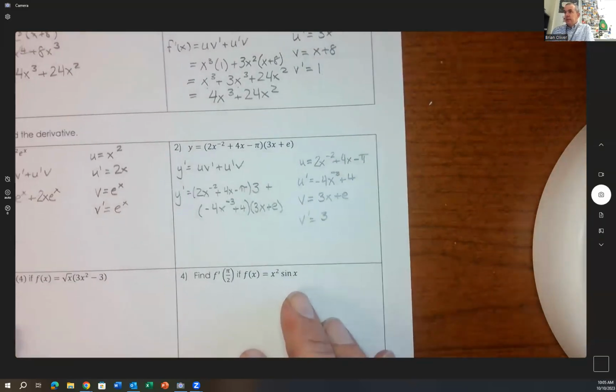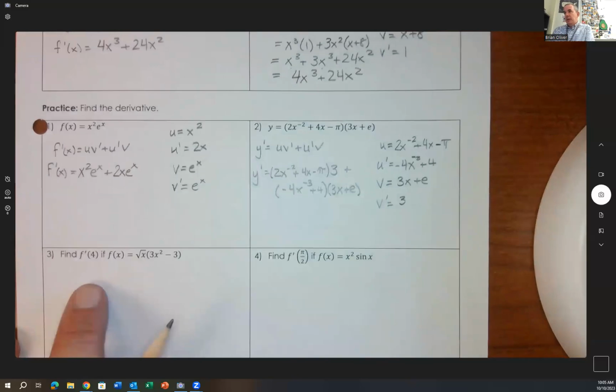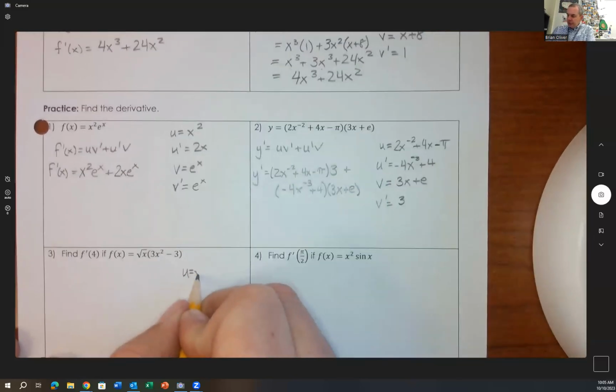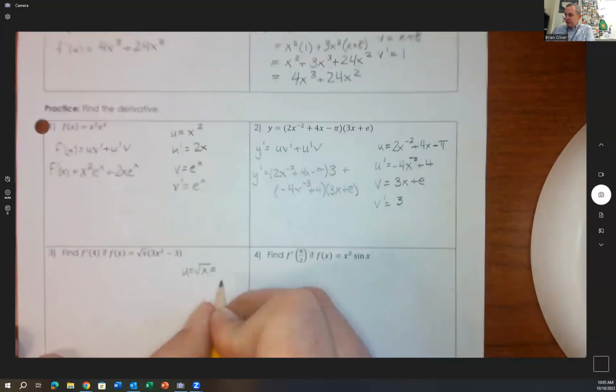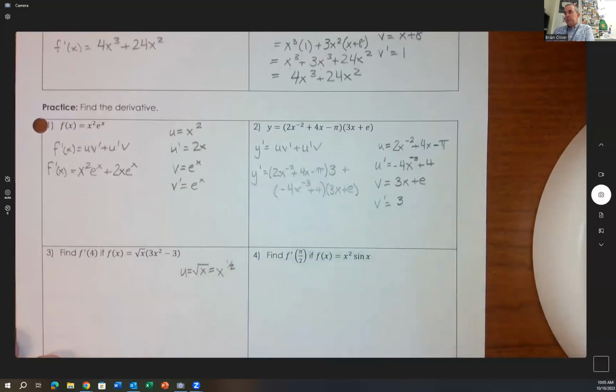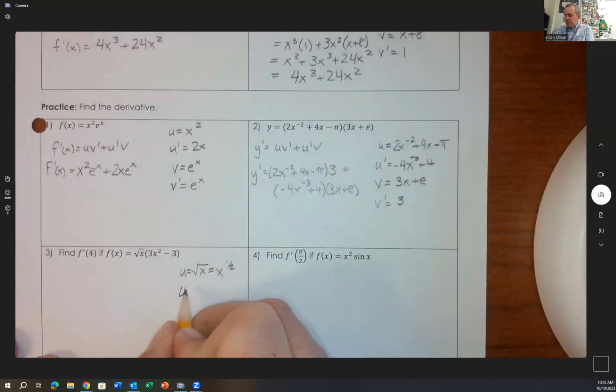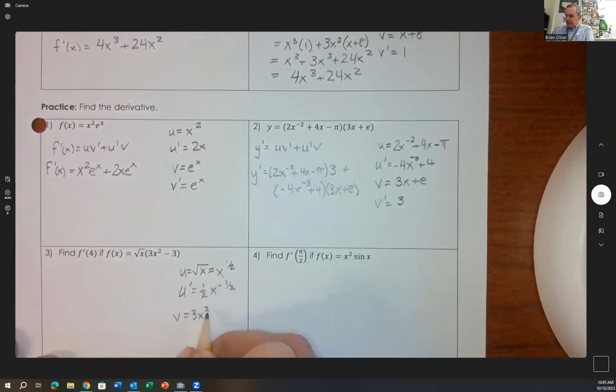Okay. So now let's go ahead and work it where we're actually trying to find a value at the point. So again, u is going to equal the square root of x, which is equal to x to the 1/2. So u prime is going to be 1/2 x to the negative 1/2 using the power rule. v is equal to 3x squared minus 3. So v prime is going to be equal to 6x using the power rule.